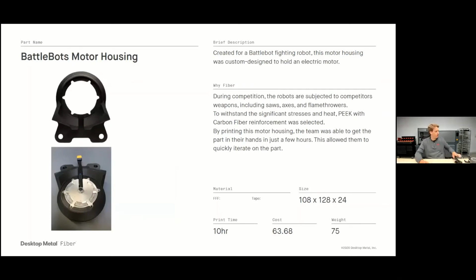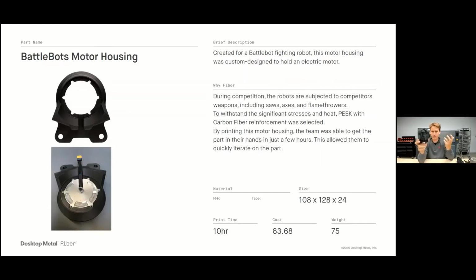This is a specific motor housing. I have it here. This is actually used for a BattleBot, which is a fighting robot. This is used to hold the electric motor in place. This part was printed out of PEEK, because during the competition, these parts are exposed to some high heat, high corrosion environments, even flamethrowers, things of that nature. So the PEEK is going to give this part that excellent resistance to temperature, and it's also going to hold this motor firmly in place.